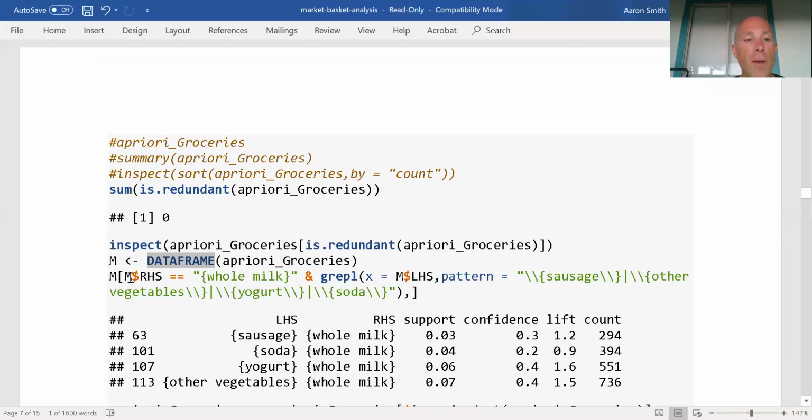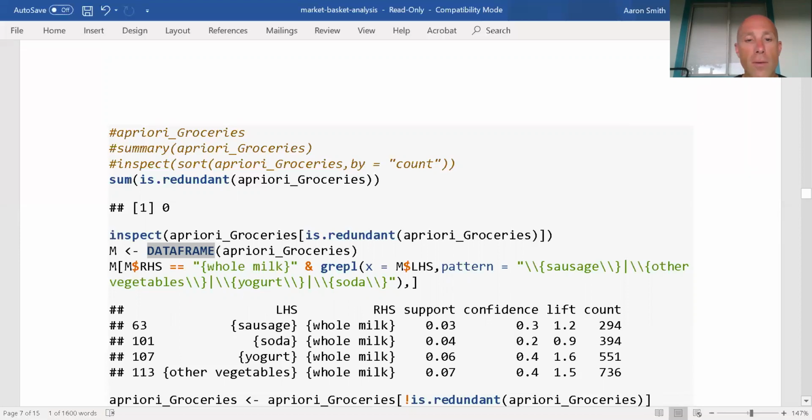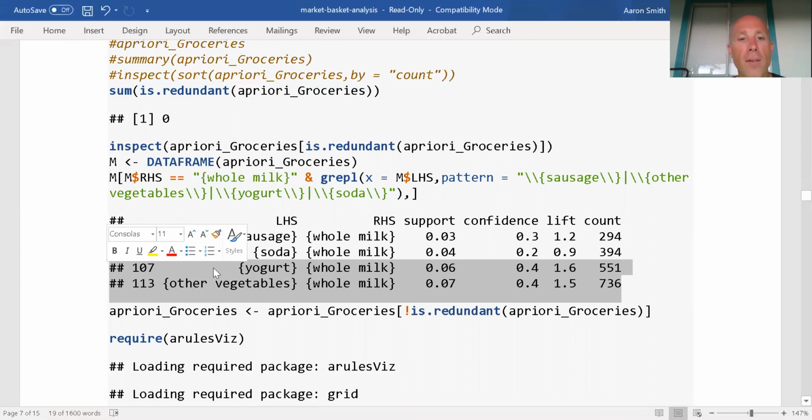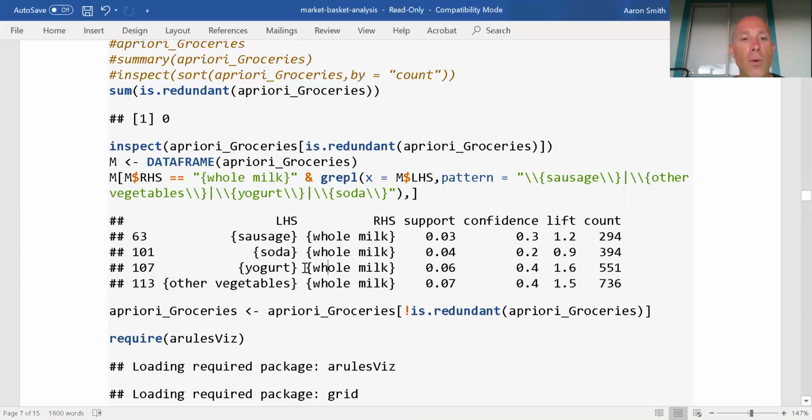So here, I want to look at the data frame where the right-hand side was equal to whole milk. And then I want to look for the pattern of sausage or other vegetable or yogurt or soda. And here I get my rules. All right, so let's see, what do I feel? I think these 2 are the best to look at. So yogurt leads to whole milk. Other vegetable leads to whole milk, which we've already seen.